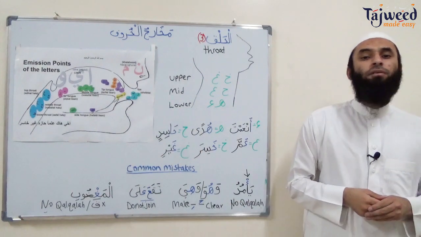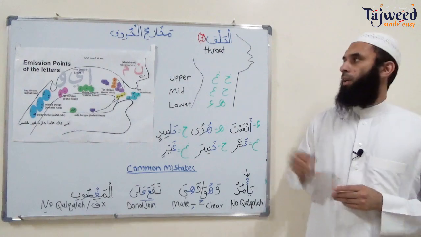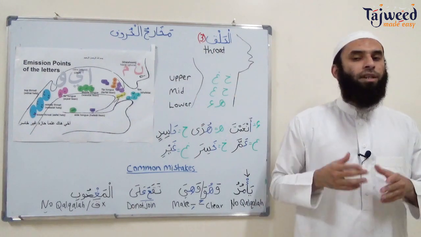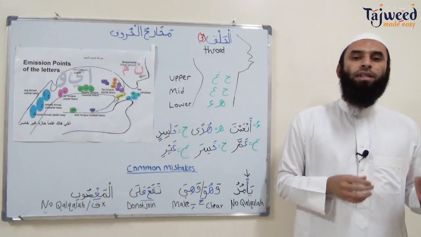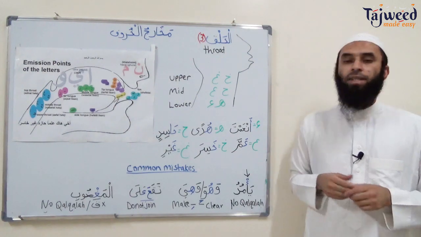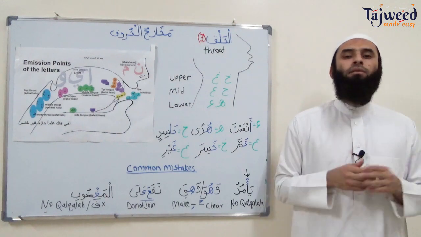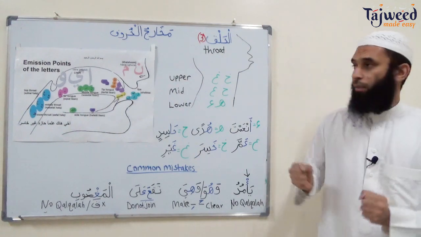Today, inshallah, we're going to look at the 4th area that the letters can come out from. We're going to look at the al-halq. We'll find out what al-halq is, how many letters, how many makhraj points, how to clearly pronounce these letters. And also, at the end, we're going to look at the common mistakes that people make so we can avoid these mistakes. Have a look at the board.